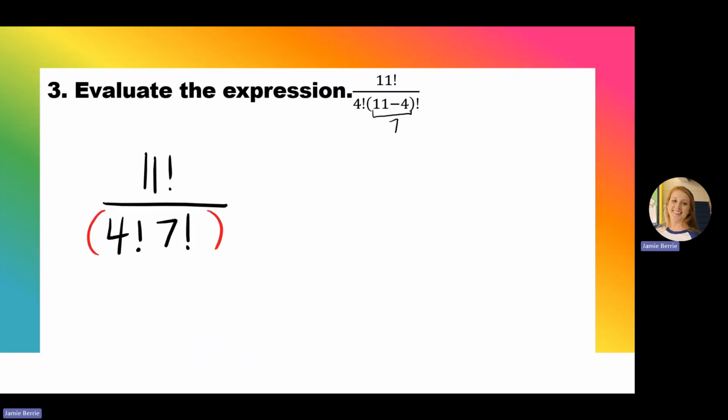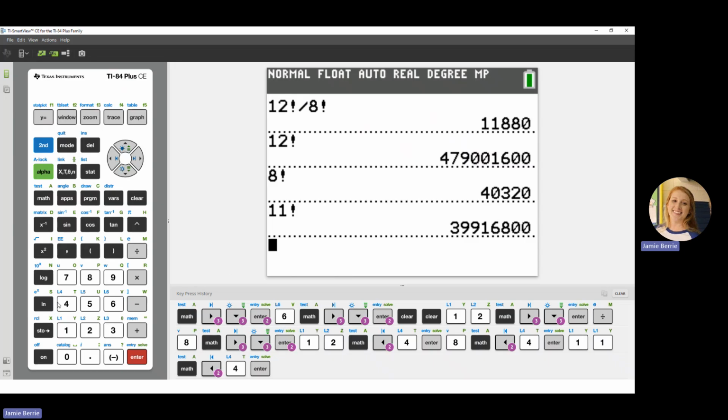If you want to plug this all in at one time, you have to put parentheses around the bottom. You can do that all at one time, you just have to remember to put parentheses around the bottom. All right, so that was the numerator. That's 39,916,800. And then for the denominator, nothing fancy here.